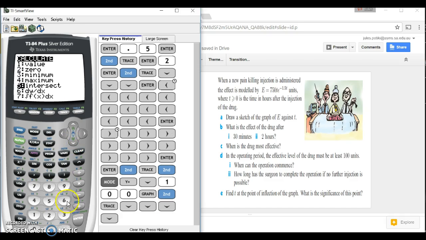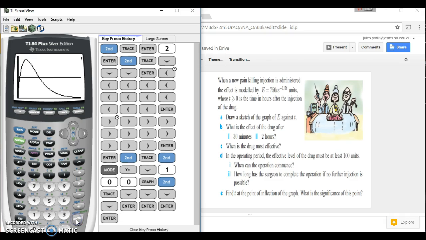Now we have to tell it which two curves we're interested in. So yeah, this can be our first curve, and this is our second curve, and we want it to guess, and it's found an intersection point for us. So the effect is just dropping below 100 units when the time is 1.695 hours.